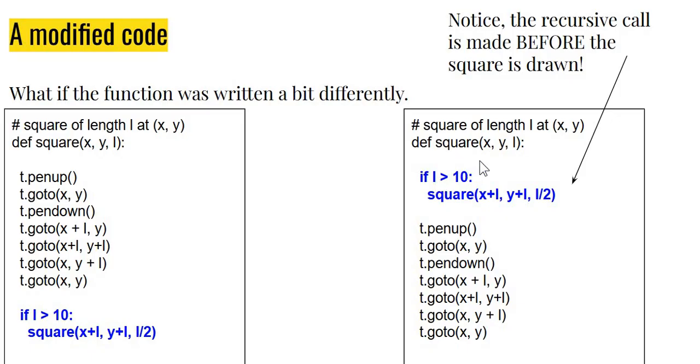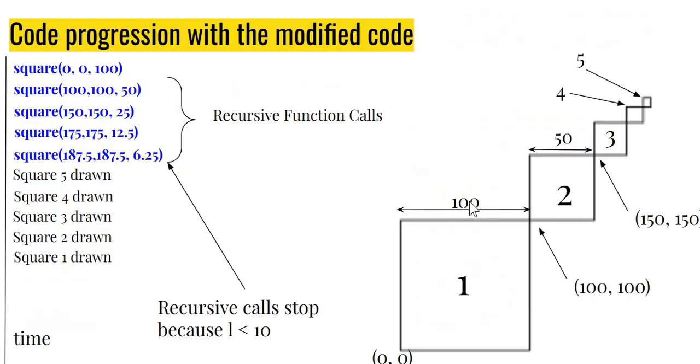The first thing I encounter is whether L is more than 10. Yes, indeed it is, so I make a recursive call. That function does the same thing, again making a recursive call, until I come to a point where L is less than 10. At that point, I'll end up drawing square number 5. Then I'll come out and draw square number 4, come out and draw square number 3, then square number 2, and eventually square number 1, which is why this whole thing is inverted. Think through this, it's very interesting.